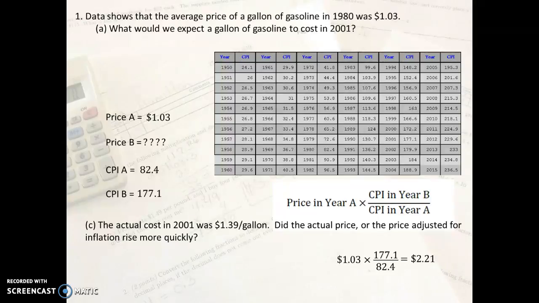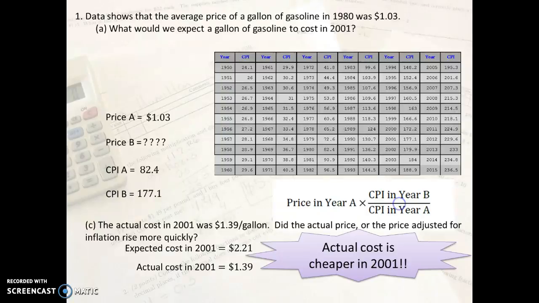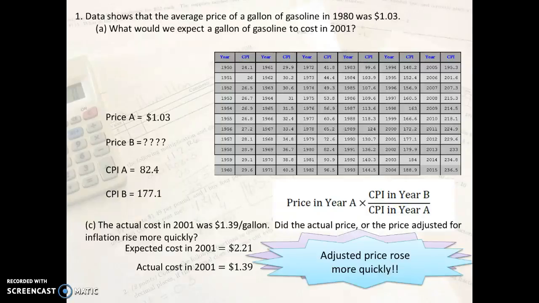Part C of that problem is an analysis problem. It's saying, you did the calculations and you got $2.21, but actually it was $1.39. So what's going on? How's that different? Well, if the expected cost is $2.21, expected is a fancy way to say the inflation cost, and the actual cost is $1.39, then the actual cost is cheaper, and the adjusted or inflation or expected price is higher. Look at this math, people, we love all these different words. The inflation price, the CPI price, is higher.